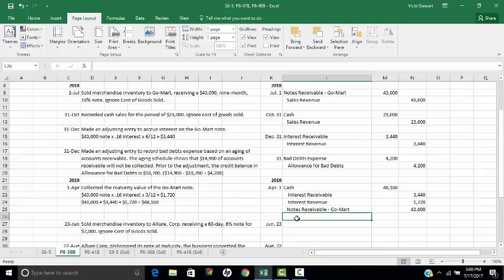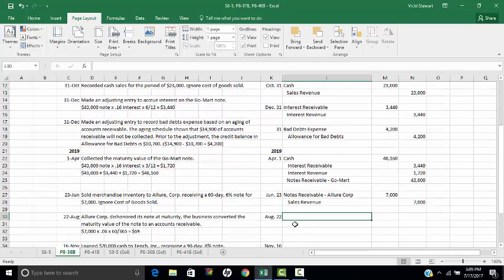The next entry on June 23rd says that we sold merchandise inventory to Allure Corporation, receiving a 60-day 6% note for $7,000, and to ignore cost of goods sold. So we're going to debit notes receivable, Allure Corporation, for $7,000, and we're going to credit sales revenue for the same amount.